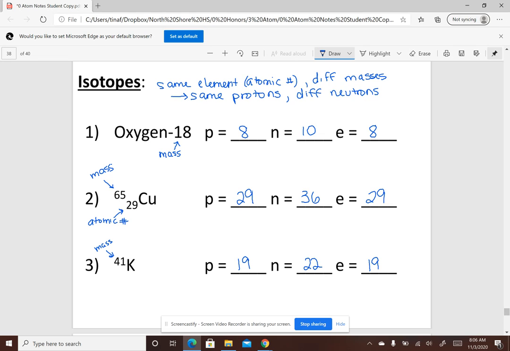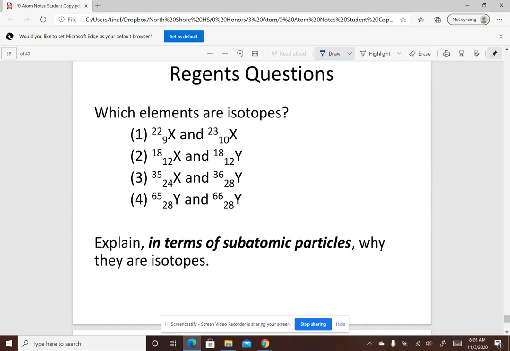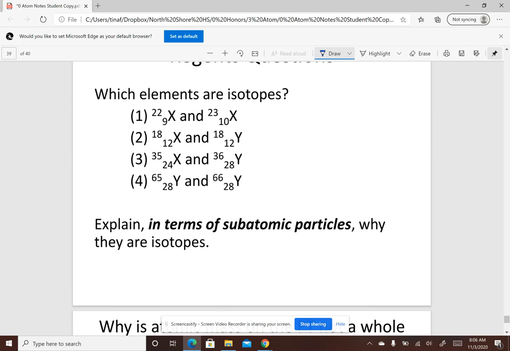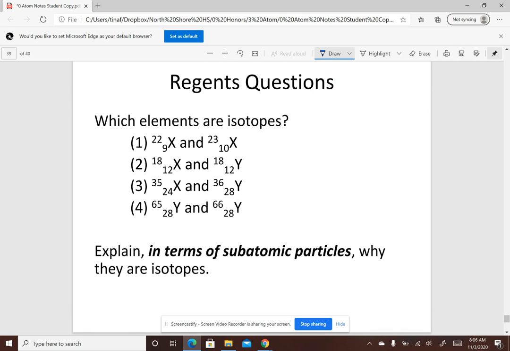All right. So that's isotopes. Now, how might you see this on the Regents? So this multiple choice question is asking us which elements are isotopes, and notice that they give us the symbol with the two numbers on the left side. So the masses need to be different. The top numbers need to be different, and the bottom numbers need to be the same atomic number. So can 1 be an answer choice? No. Number 2 can't work either because the masses are the same.